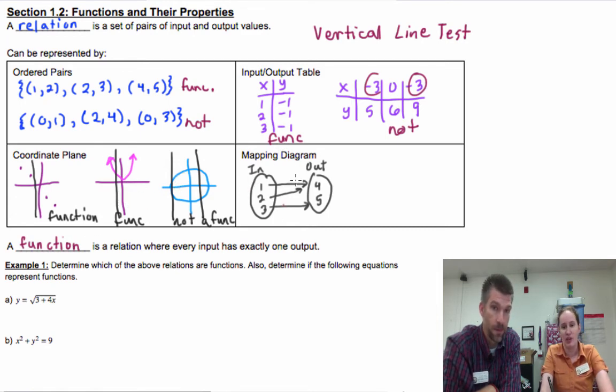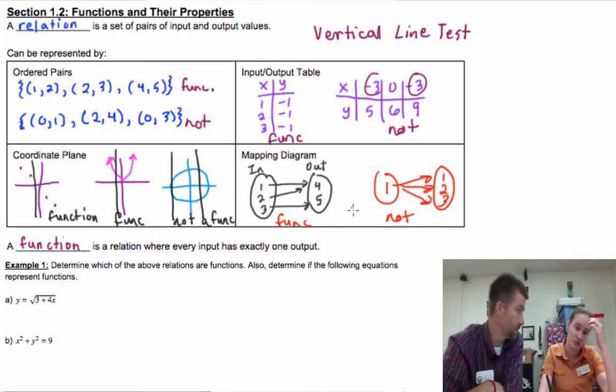Mapping diagram, you're looking for each input needs to go to only one thing. So this is a function because all the arrows are good. But if we had, in a simple scenario, this one going to all of these things, that's not a function. That's bad.